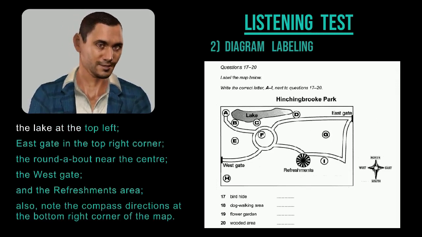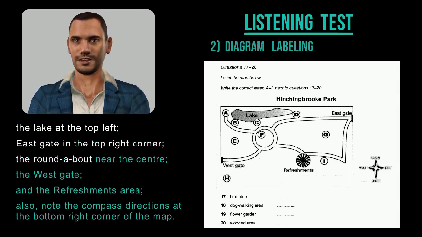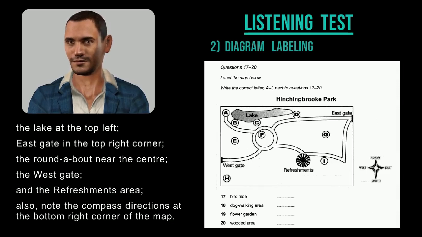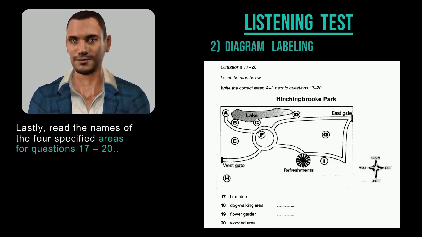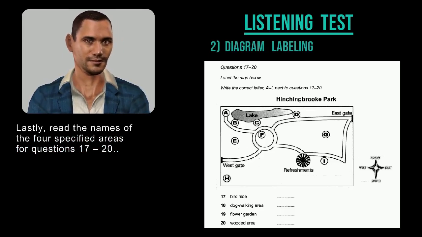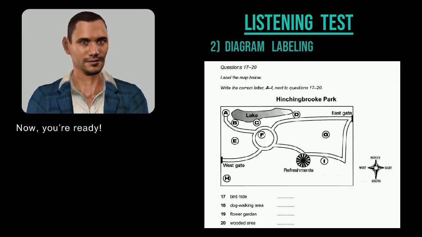The lake at the top left, East Gate in the top right corner, the roundabout near the center, the West Gate, and the refreshments area. Also, note the compass directions at the bottom right corner of the map. Lastly, read the names of the 4 specified areas for questions 17 to 20. Now, you're ready.